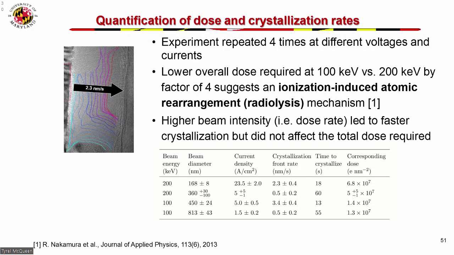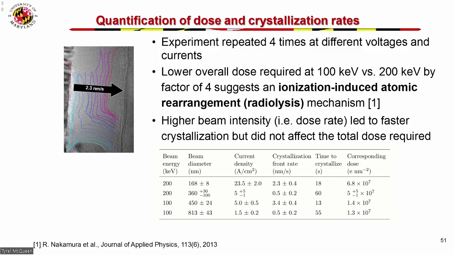have a converged beam or a spread beam, which changed the current density, and we'd also change the crystallization front, the speed of this, this is the crystallization front rate and the time to crystallize. But we also get essentially the same dose overall, but you can see that this is lower than this. So it crystallizes faster at lower voltage, which is an indication of something called a radiolysis mechanism, which is basically that the electron beam is giving rise to movement of the atoms in the material to make them crystalline.